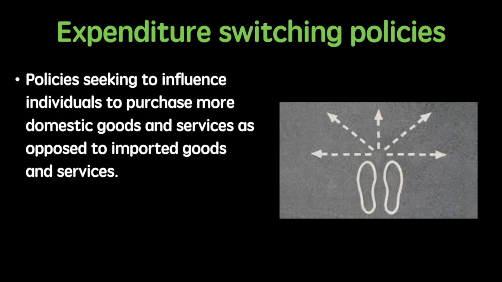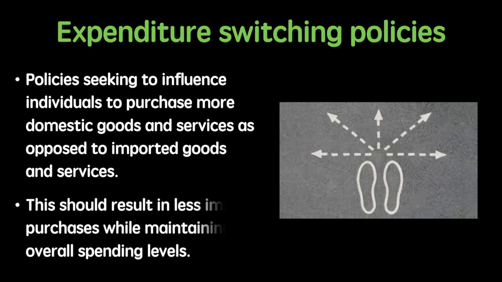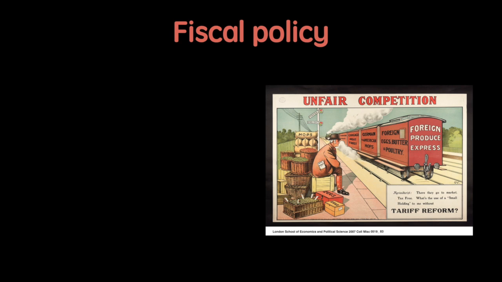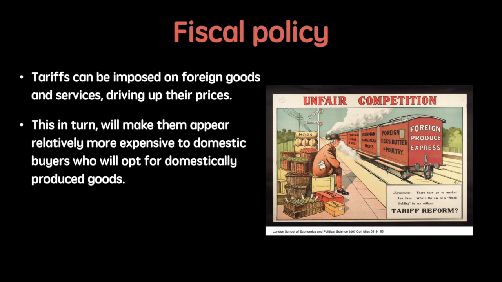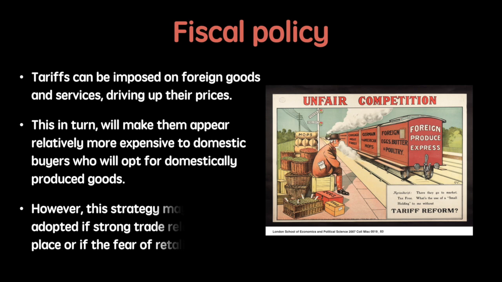We'll now look at fiscal, monetary, and supply-side approaches to switching expenditure. Through fiscal policy, tariffs can be imposed on foreign goods and services, driving up their prices. This in turn will make them appear relatively more expensive to domestic buyers who will opt for domestically produced goods. However, this strategy may not be adopted if strong trade relations are in place or if the fear of retaliation from trade partners exists.